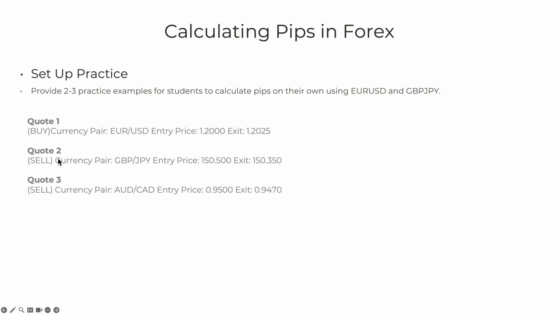Okay. All right. So now looking at another one, this is a trick one. GBP JPY. It's a sell. All right. Price starts at 150.500. We take profit at 150.350. Henry says 15 pips. Is he correct?